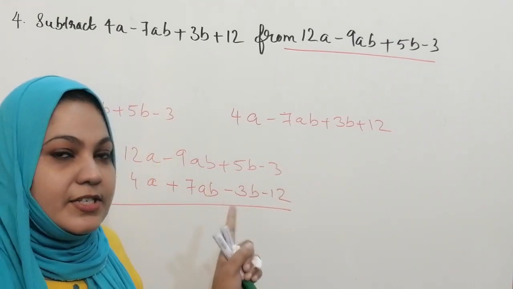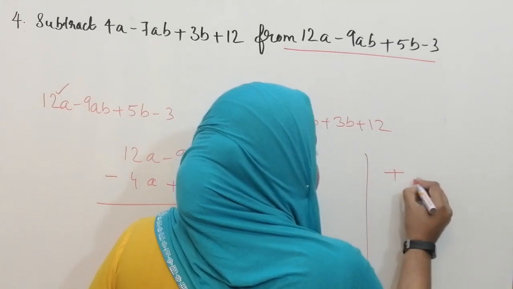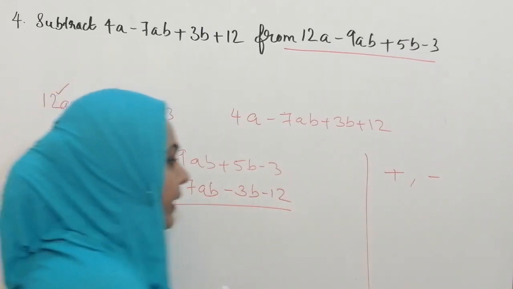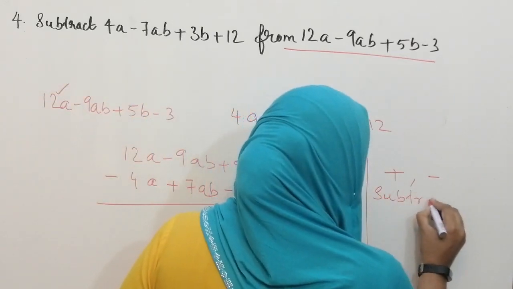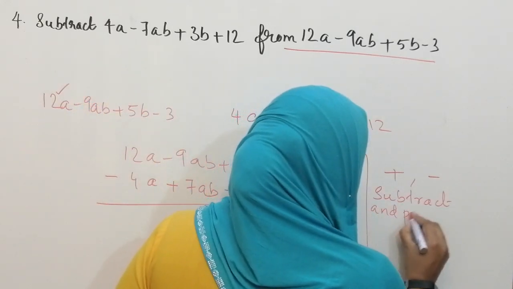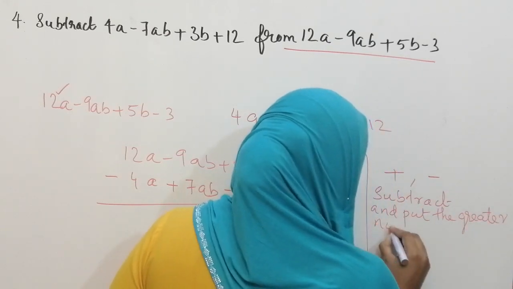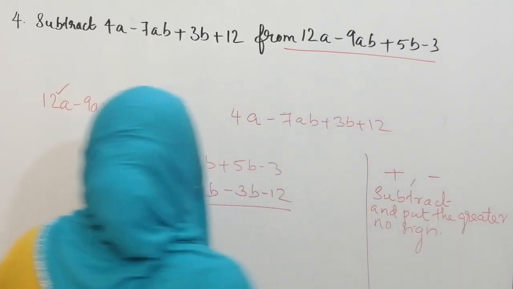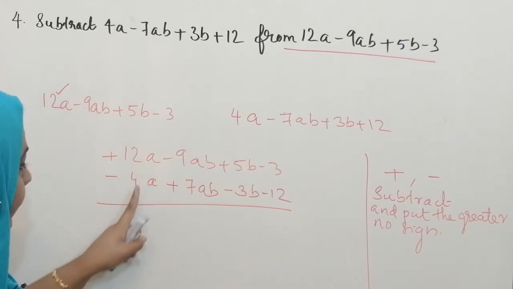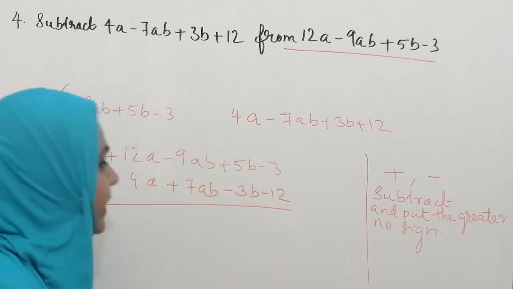Before solving this question, I will teach you the rule for addition and subtraction using signs. If plus and minus come, what can we do here? If plus and minus come, you have to subtract and put the greater number sign. Here you can see this is plus 12 and this is minus. So what is the sign here? This is a different sign. That means you have to subtract and put the greater number sign.